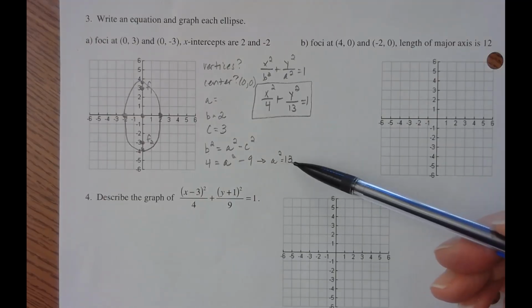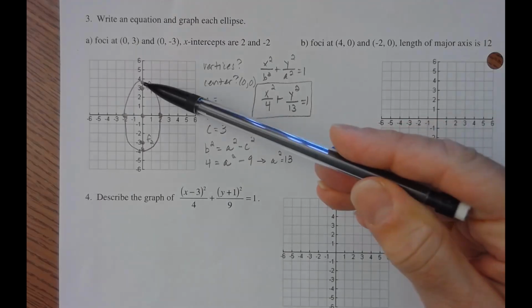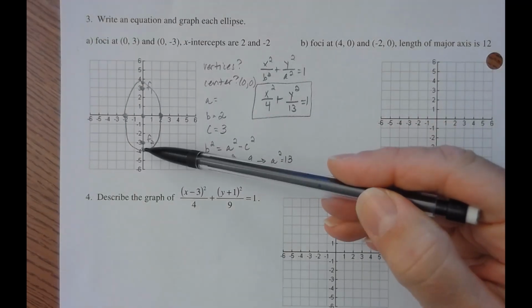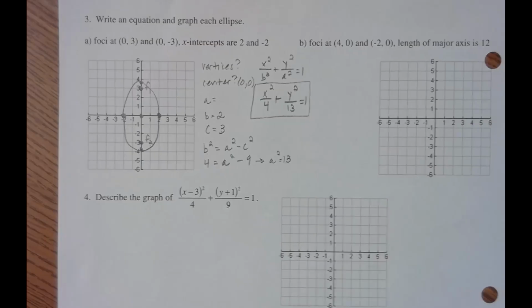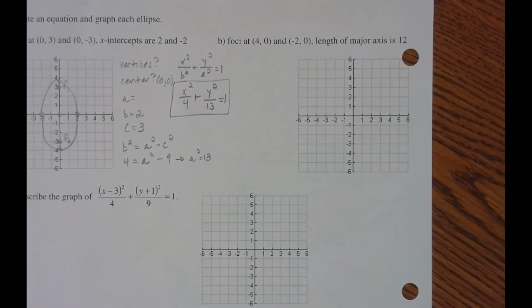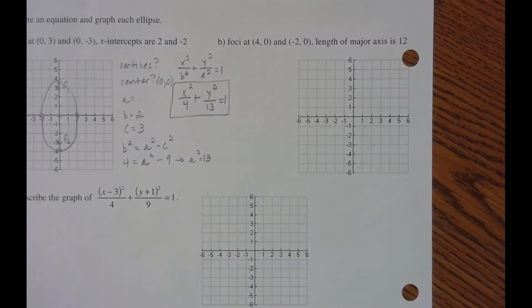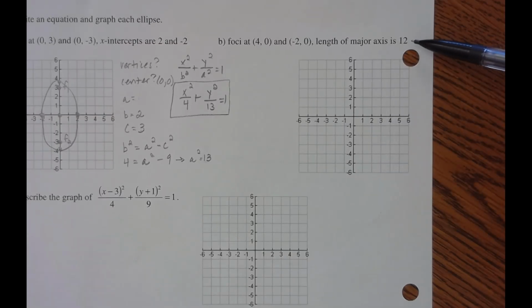A would be the square root of 13, which is somewhere between 3 and 4. So for our purposes, this is exact enough. Try the next one. I encourage you to pause the video, see if you can figure out the graph and equation for this ellipse, and then restart the video and see how you did.